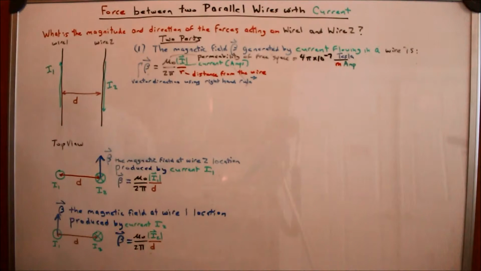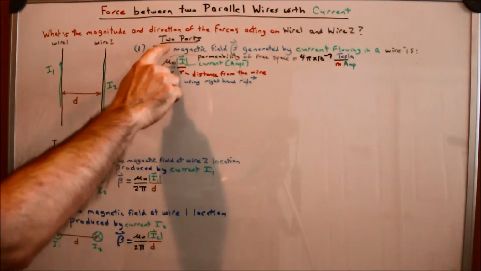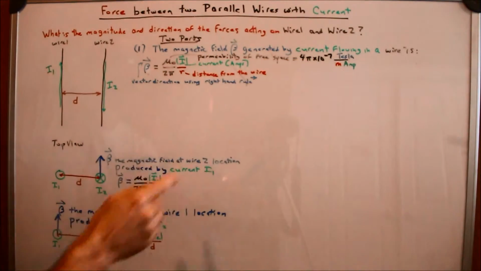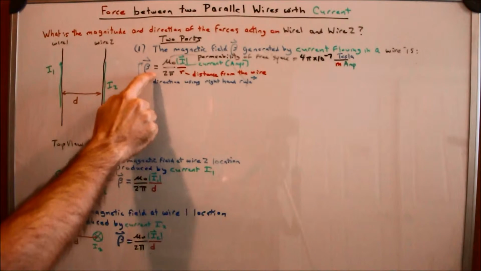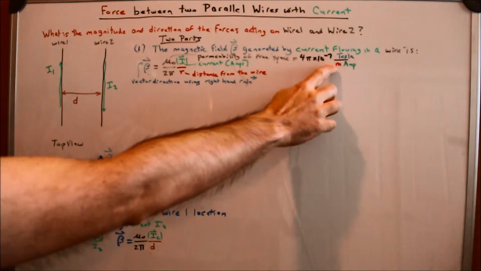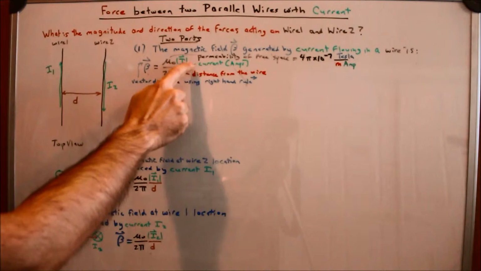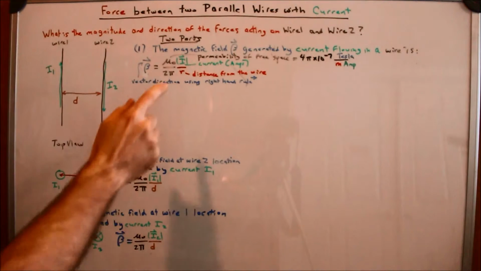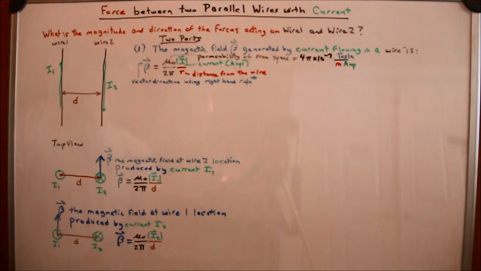The solution to this problem involves two parts. The first is determining the magnitude of the magnetic field at the location of each of the wires. So during the first part, the magnetic field generated by a current flowing in a wire is given by this formula. The magnetic field, vectorial magnitude and direction, is the permeability of free space, which is 4 pi times 10 to the minus 7 Tesla meter per amp, times the current amplitude in amps divided by 2 pi times the distance from the wire. And the vectorial direction of this magnetic field is given by the right-hand rule.